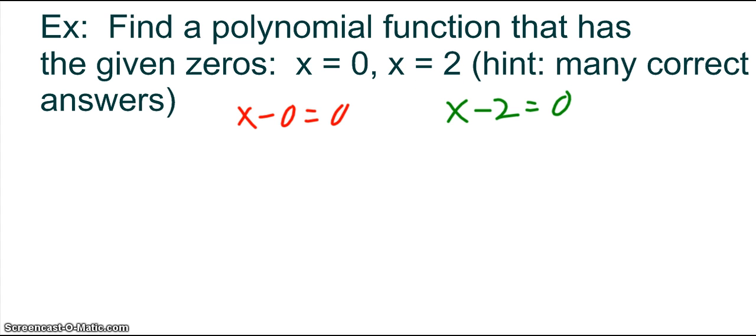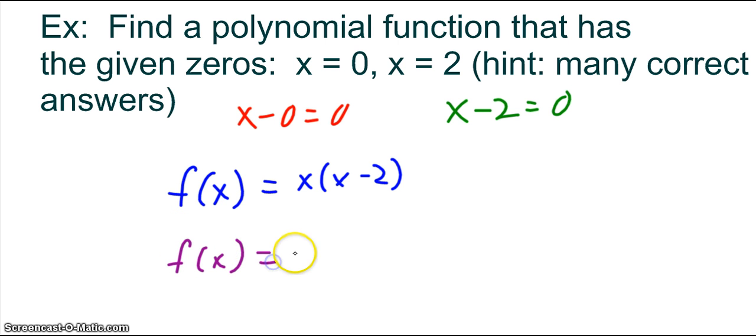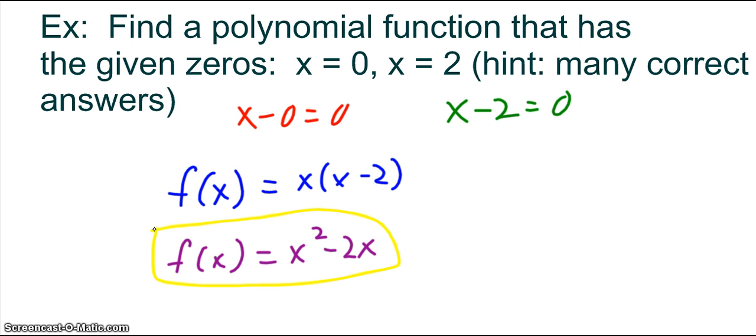So if I put these together, I can say I have some polynomial function, so I'll use function notation, f of x equals x, because x minus 0 I can just write as x, times x minus 2. We can multiply this out if we want. I did not specify here, so you don't have to. But this would be one correct answer where I'd have those two values as zeros.